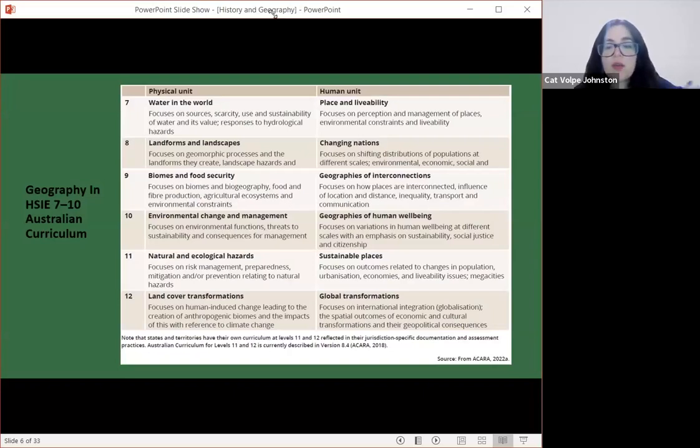So you can see there is a wide range of topics that students look at in 7 to 10 especially. And for those of you who aren't keen on the physical geography, you'll be happy to see probably the human geography element in geography, which is great.